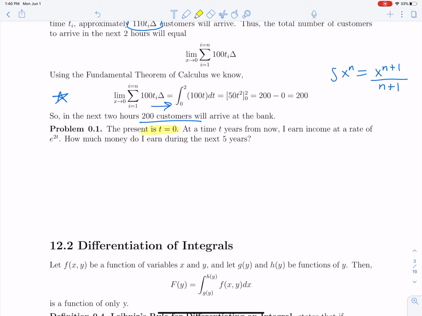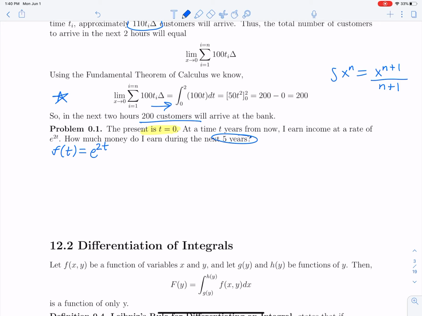So a rate of time, or what income, is a function of time. So I'm going to call it f of t. And they told us that it's e to the 2t. So normally, whatever function they give you, that's just your function. It's not sneaky. It's pretty straightforward. And then we want to know how much money I'm going to earn during the next 5 years.